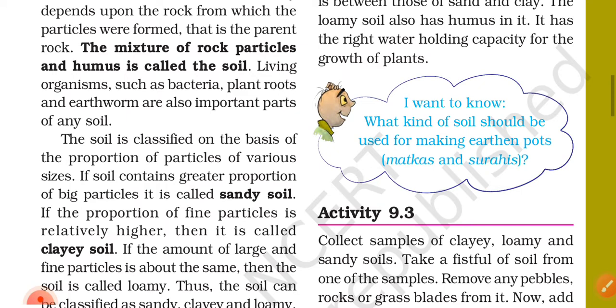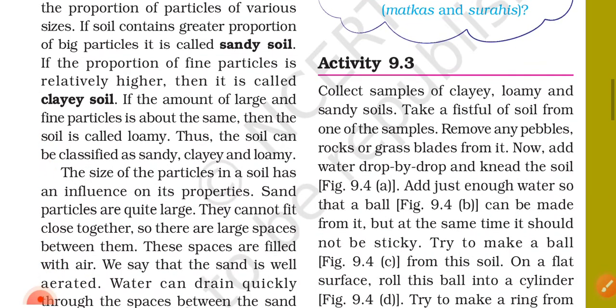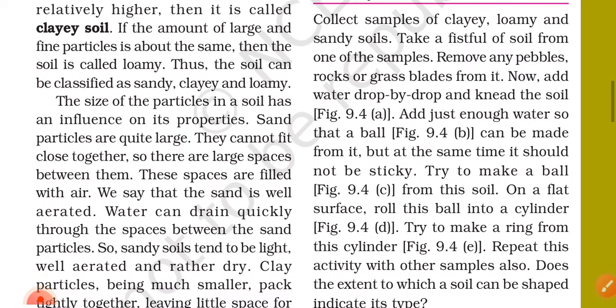Soil is classified on the basis of the proportion of particles of various sizes. If soil contains a greater proportion of big particles, it is called sandy soil. If the proportion of fine particles is relatively higher, then it is called clay soil. If the amount of large and fine particles is about the same, then the soil is called loamy. Thus, soil can be classified as sandy, clay, and loamy.